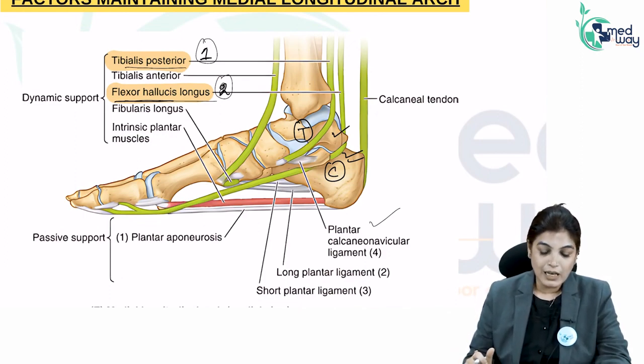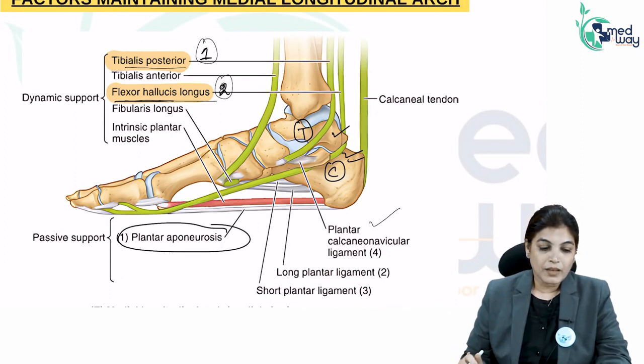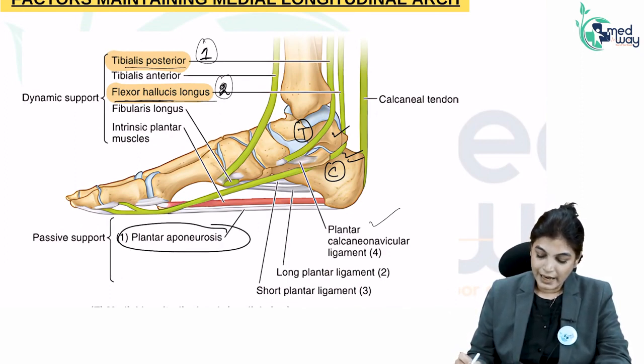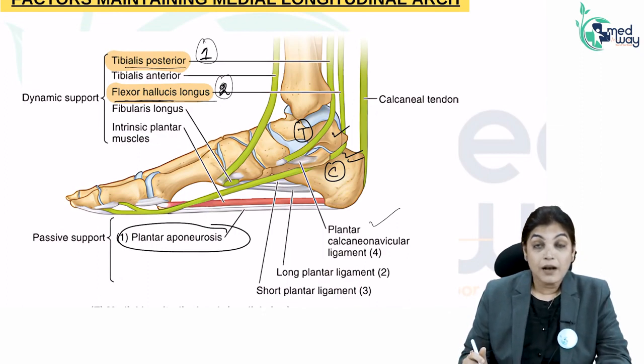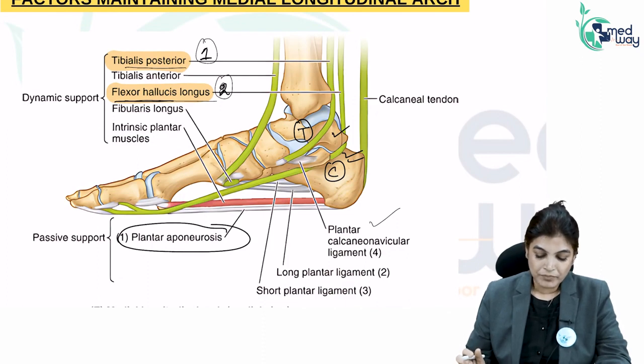Other than that, there are also tie beams which do not let the important bones of the medial longitudinal arch separate. So we have the medial part of the plantar aponeurosis which is forming the tie beam support. Other than that, we have the muscles of the sole. So we have the intrinsic muscles of the sole also which are supporting it. So we have flexor hallucis brevis, we have abductor hallucis brevis, which are all giving support.